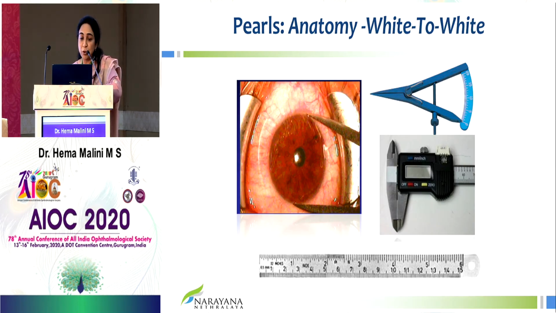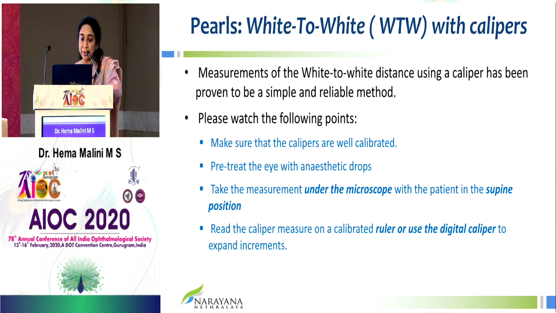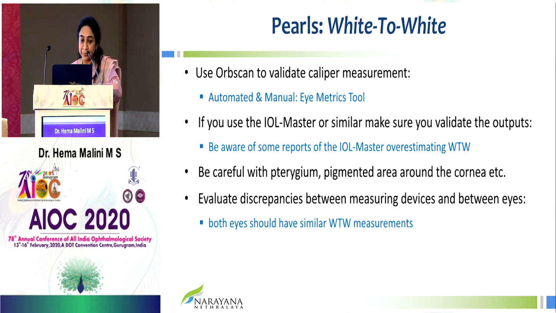A few pearls on how white to white is measured using the digital or surgical calipers. These measurements have to be done under the microscope with the patient in the supine position, and the eye is pre-treated with topical anesthetic. Make sure that the calipers are well calibrated, and take an average of at least 3 readings, with the same anatomical landmarks that you had initially identified.